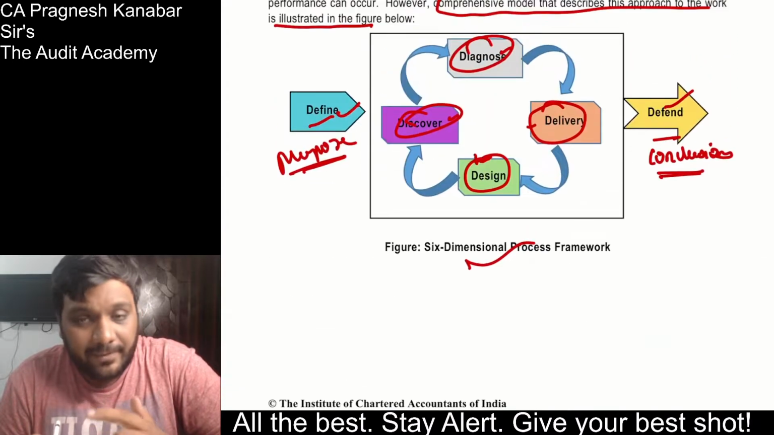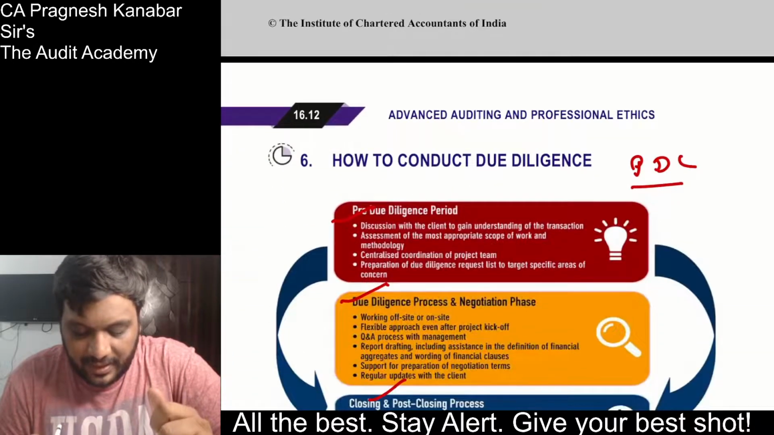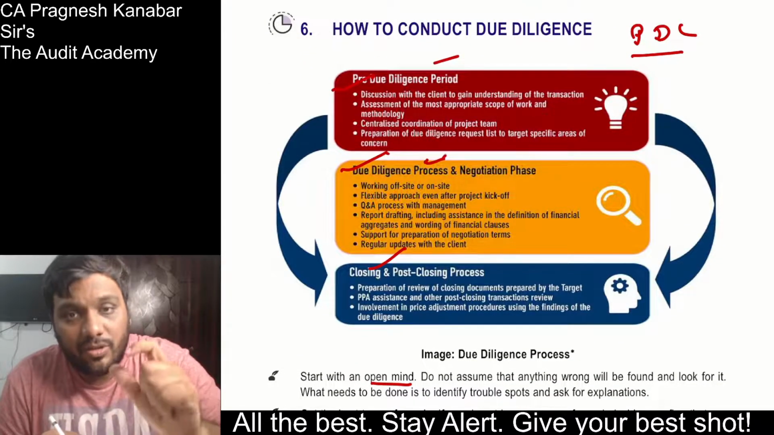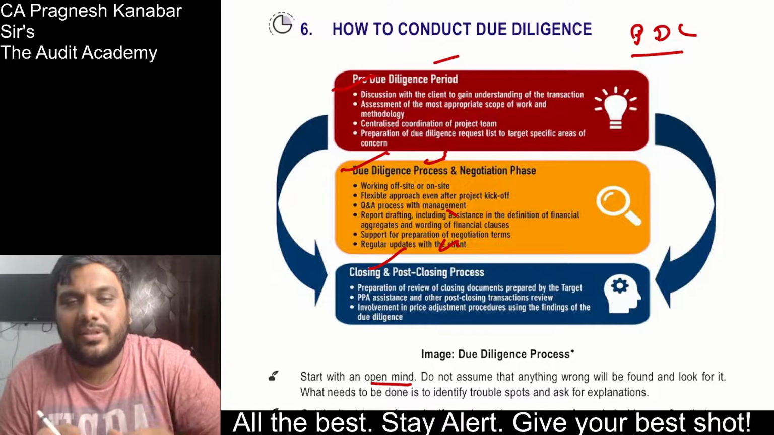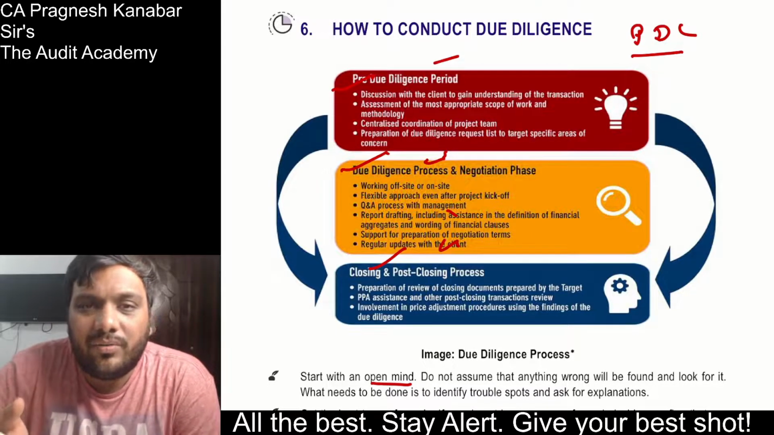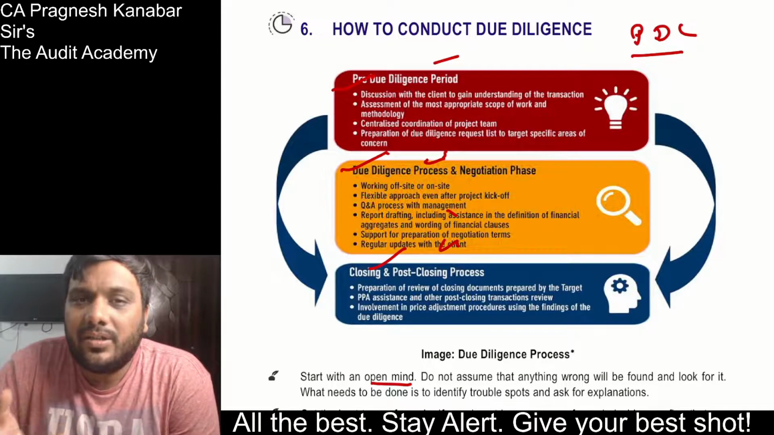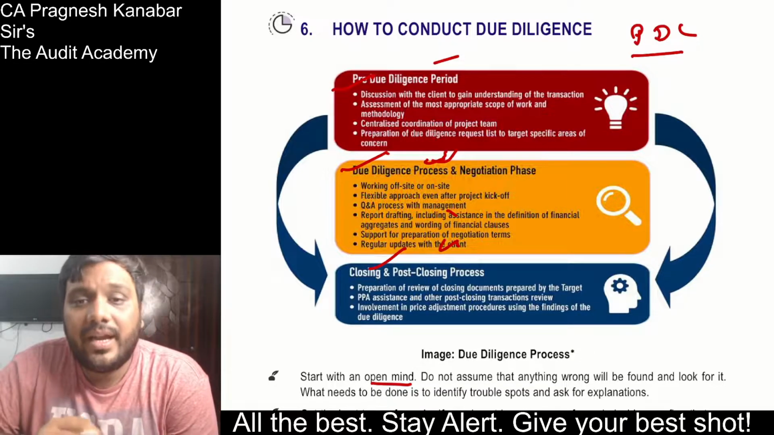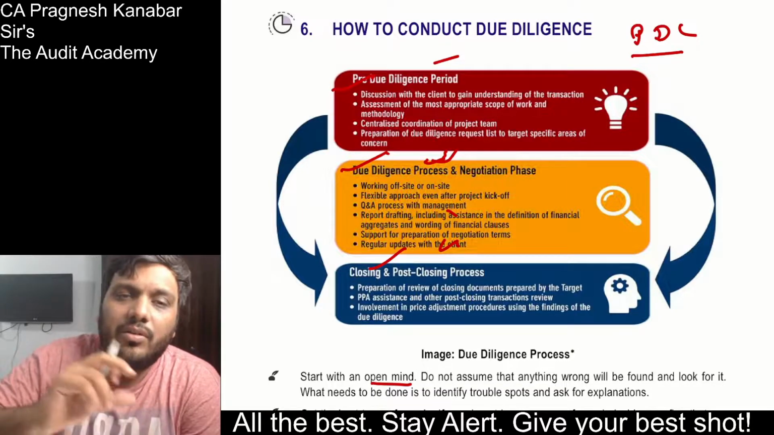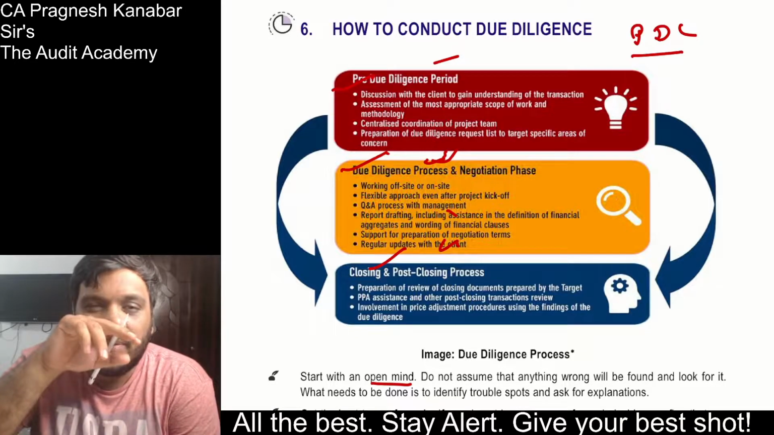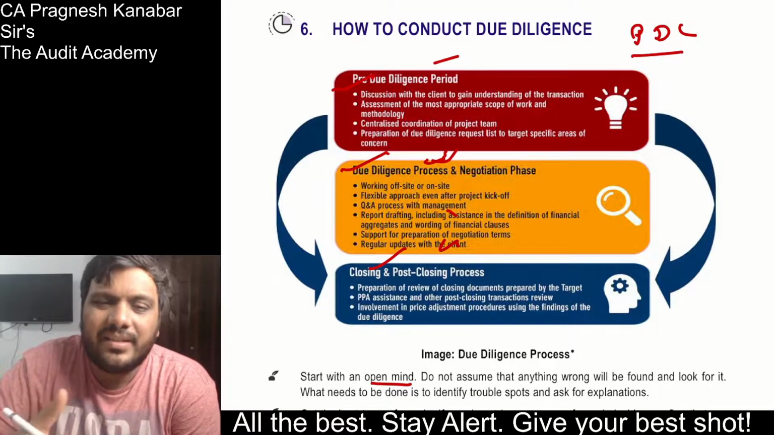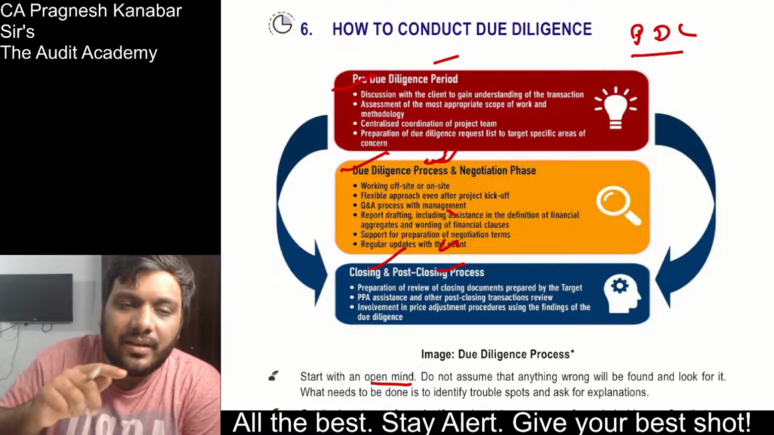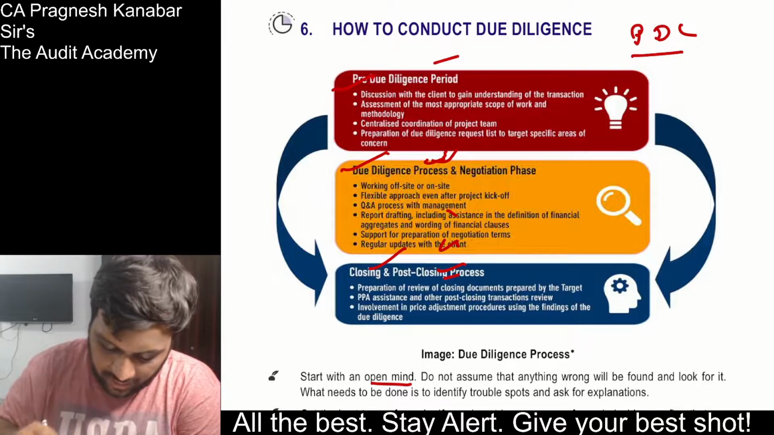All right. I'm not expecting such kind of question, but how to conduct due diligence, PDC. First is pre-due diligence period, then the actual due diligence process, and then closing and post-closing process. Pre-due diligence period, you need to discuss it with everyone involved to understand the scope, objectives, the business. That is pre-due diligence. Then due diligence process and negotiation phase. So you will plan, and then you will execute, then you will test it. Their business and their finance, their everything, and then you will prepare an offer and then take follow up on that. So closing and post closing process.